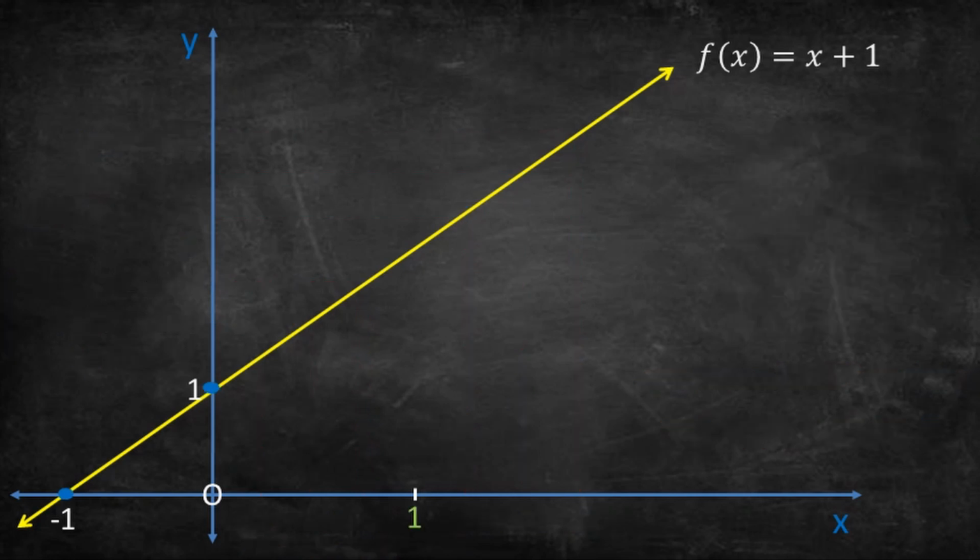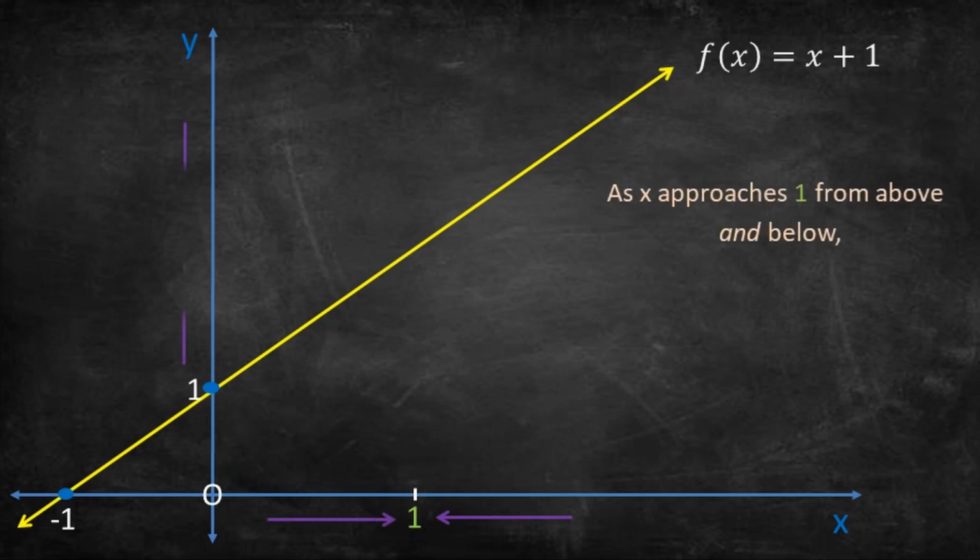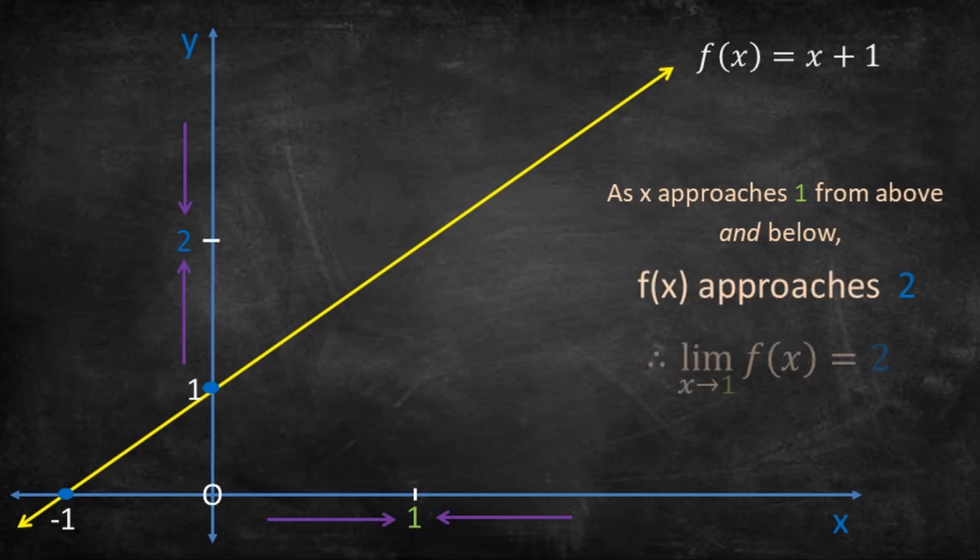So we see that for the function f of x equals x plus 1, as x approaches 1 from both above and below, f of x approaches 2. We therefore say that the limit of f of x as x approaches 1 equals 2.